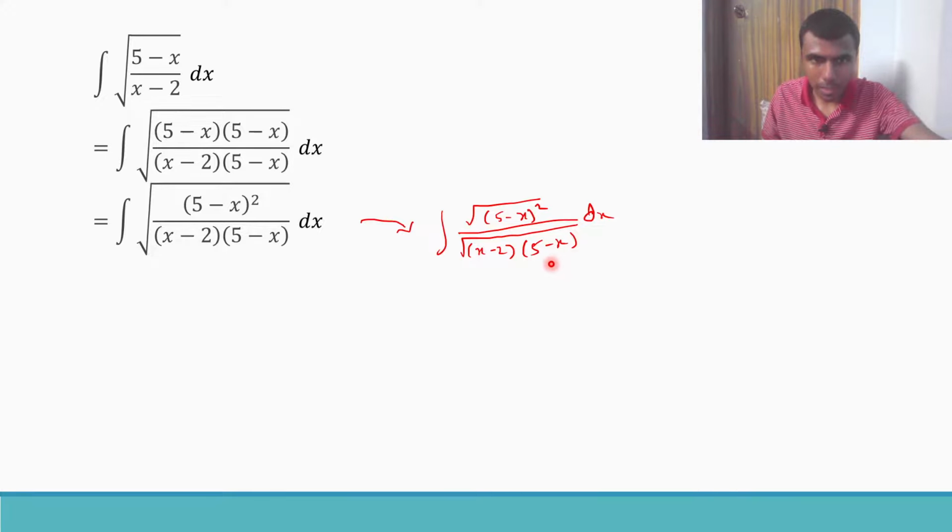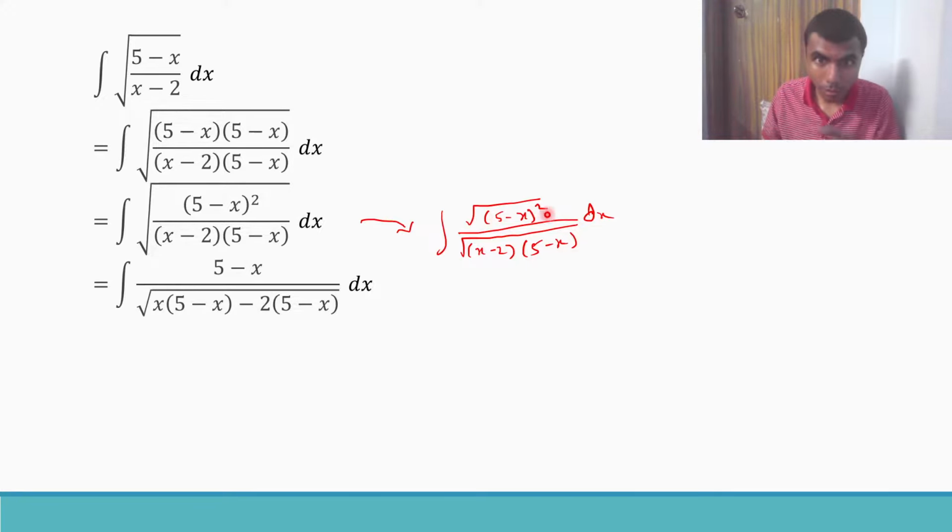Now the next step: root of (5 minus x) whole square is nothing but 5 minus x, because square and root cancel out. Next, under root, in the denominator, x minus 2 into 5 minus x is there. Now just multiply: x into (5 minus x) minus 2 into (5 minus x), basic expansion.